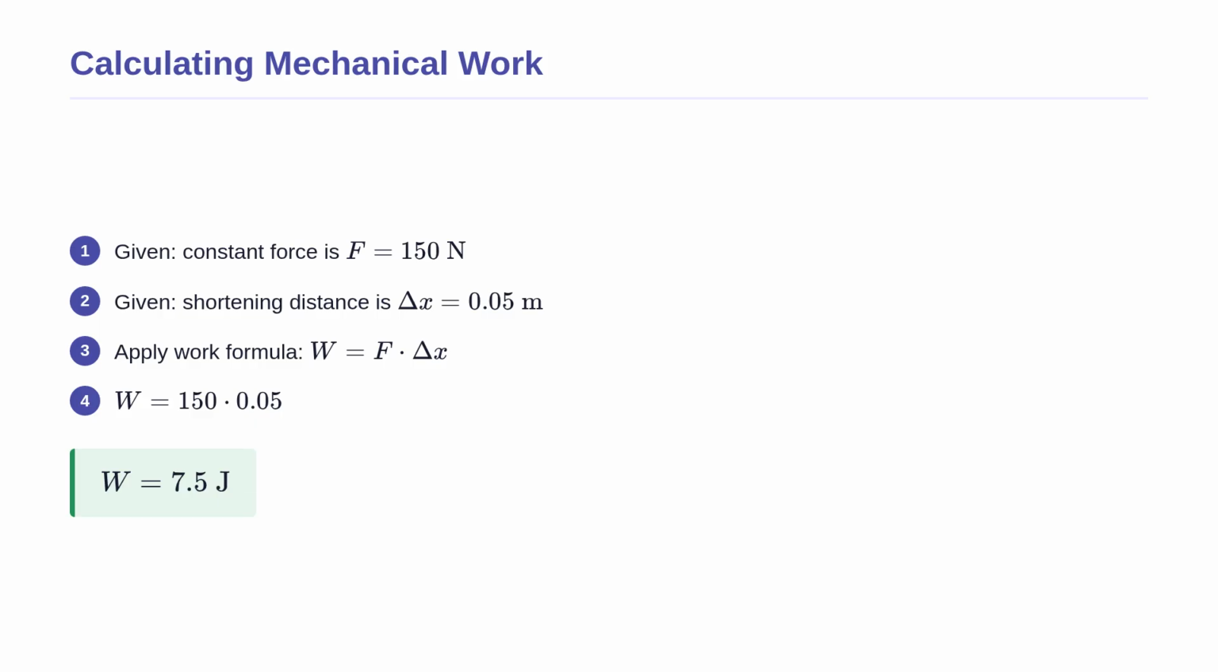This calculation represents the collective pulling effort of billions of cross bridges moving the actin filaments. The result is 7.5 joules. This means exactly 7.5 joules of physical energy was transferred to the dumbbell. Because the body is not perfectly efficient, extra chemical energy is lost as heat, which is why you sweat when you work out.